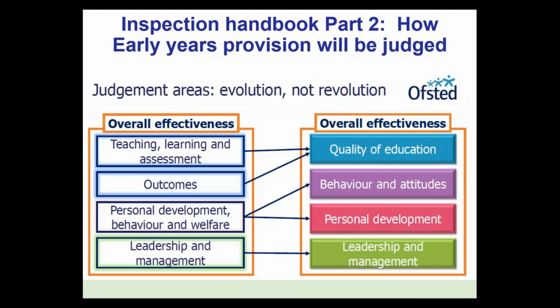Okay. Mel. Okay, so as we move on to part 2 of the inspection handbook, which is concerned with how early years provision will be judged, again we've borrowed another slide from Ofsted. So we're looking at the original inspection judgments, I apologise, the old ones on the left-hand side. So you can see that teaching, learning and assessment and outcomes now becomes one new judgment, quality of education. We can see that personal development, behaviour and welfare has actually been split into 2 judgments, behaviour and attitudes, and personal development, and leadership and management remains the same, but actually the content and the criteria is quite different. Now we're going to go on and look at each one of these in more detail.